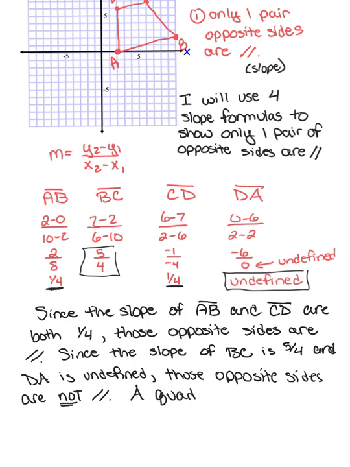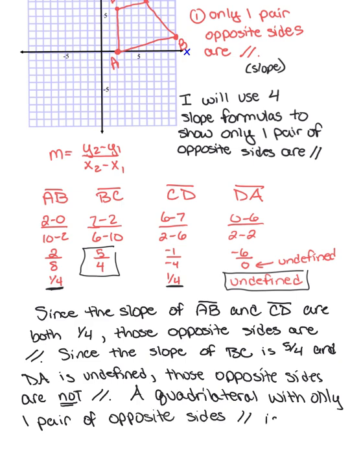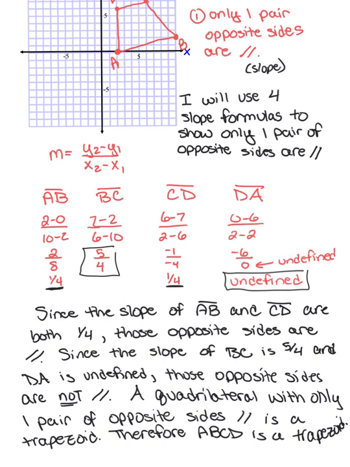A quadrilateral with only one pair of opposite sides parallel is a trapezoid. Therefore, ABCD is a trapezoid. So again, that's using the slope formula to show that we have one pair of parallel sides, one pair of opposite sides not parallel, so it has to be a trapezoid. Again, a lot of work, but it's not difficult work, it's just a lot of writing.